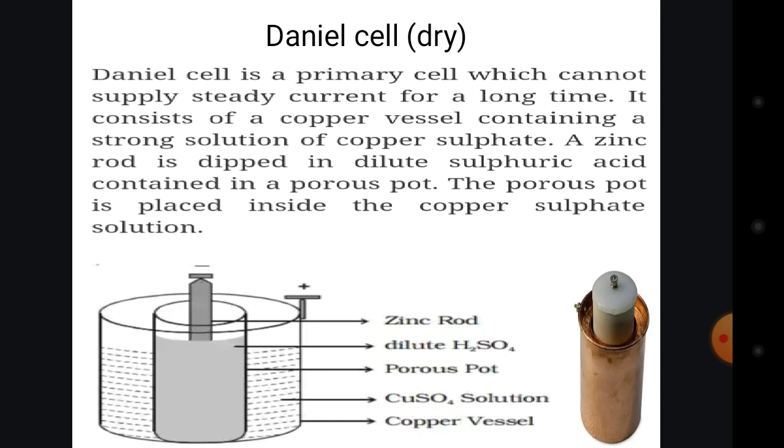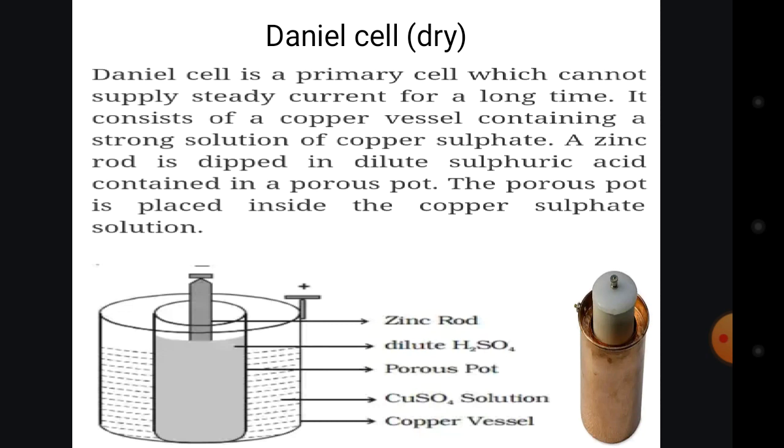It also consists of a copper vessel. This copper vessel contains a strong solution of copper sulfate. So you see, the copper vessel contains a sulfate, which is a substance. And also a zinc rod is dipped in dilute sulfuric acid. So you see that the zinc is in dilute sulfuric acid, as you see in this diagram.